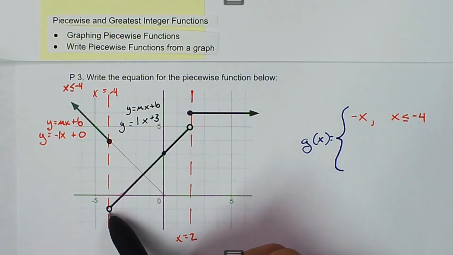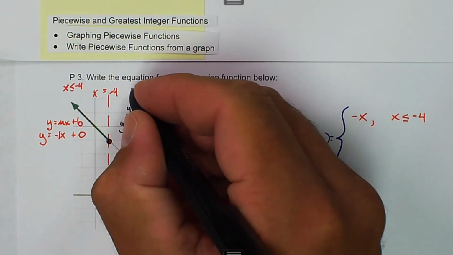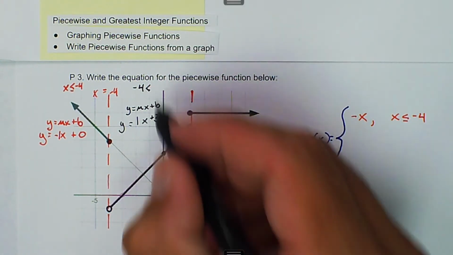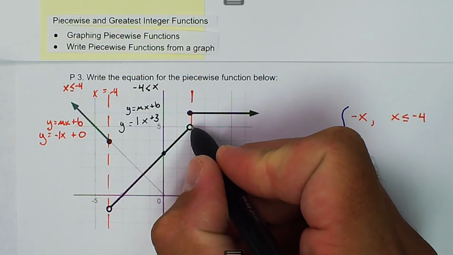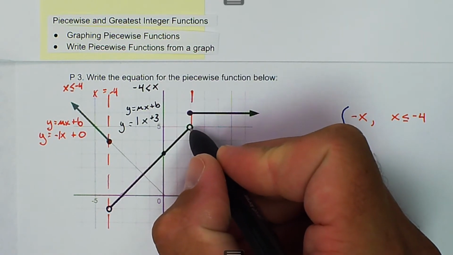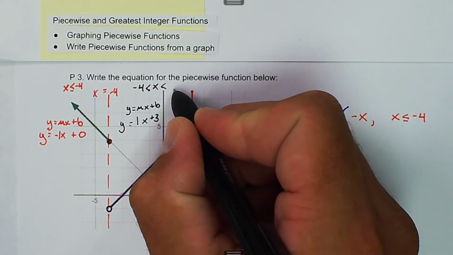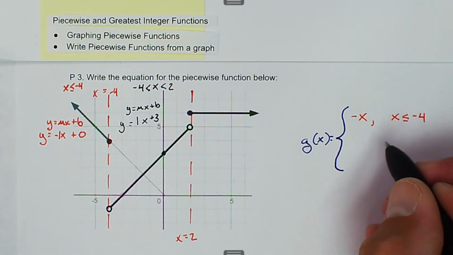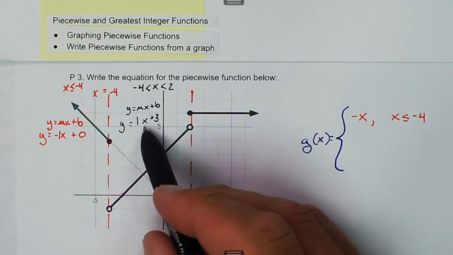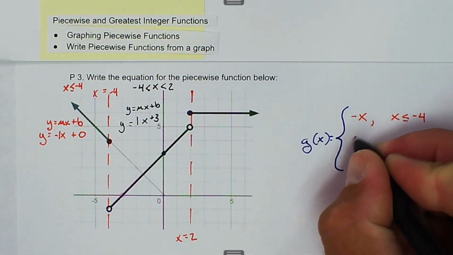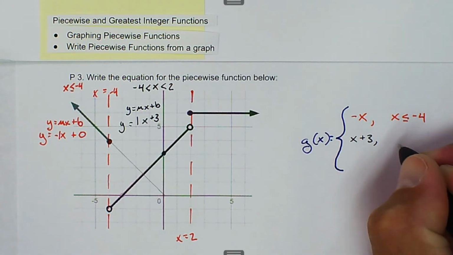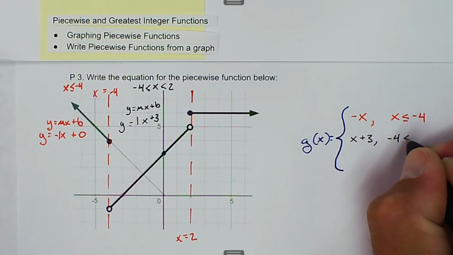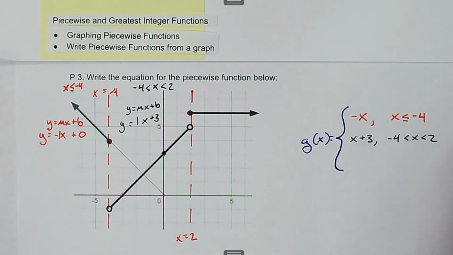And if we look at the restriction, -4 is not included. So that's going to go from -4, not included, to x, and then if we look up here at 2, that's also not included. So also less than 2. So when we go to write down the equation, it is just x plus 3, and the domain is restricted between -4 is less than x is less than 2.